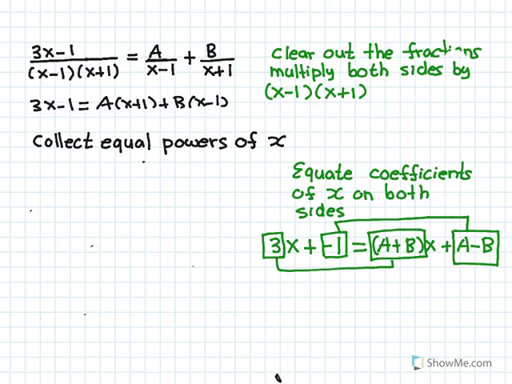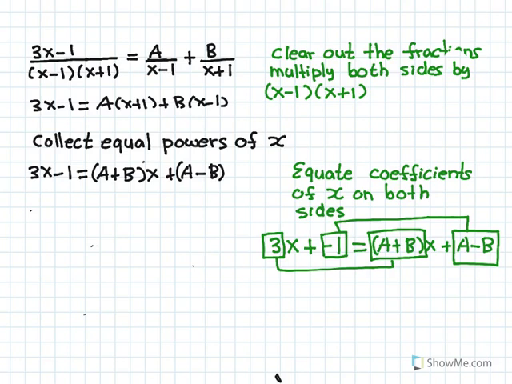So now what we do is we basically collect equal powers of x. We have 3x minus 1 is equal to a plus b if we collect all the powers of x, and if we collect all the constant coefficients, we get a minus b. And this is just basically algebra.